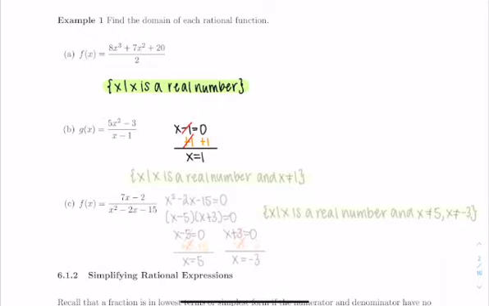So when x is equal to 1, we get a denominator of 0. That means we must exclude 1 since it's undefined at that value. So it starts off the same way, x such that x is a real number, and x is not equal to 1.